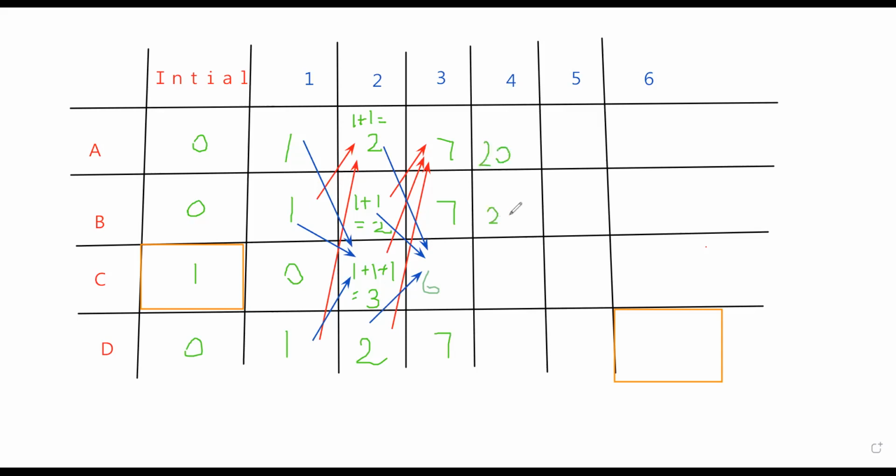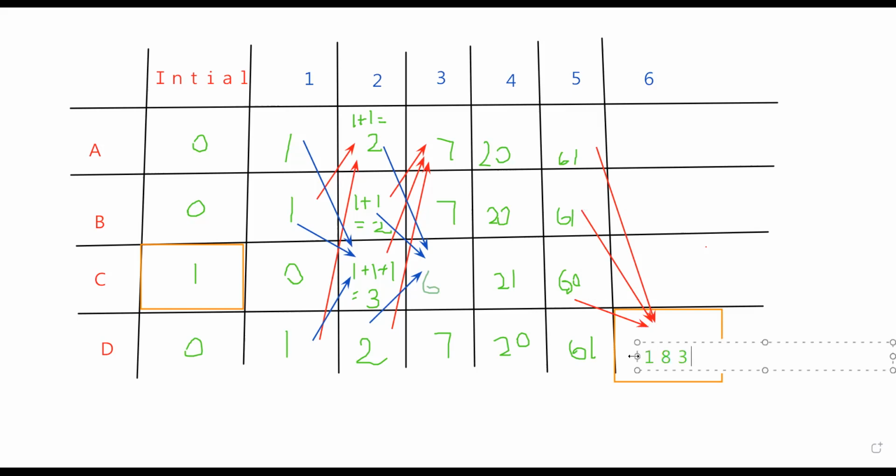Is it equal to 21? Is it equal to 20? And then again, we get this is equal to 60, and all the others are equal to 61, 61, and 61. And hence the last one would be coming from A or B or C, right? So it must be equal to 61 plus 61 plus 60. So the answer would be 182. So this is our answer.